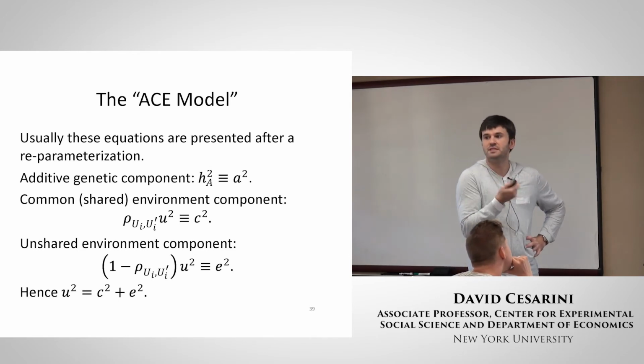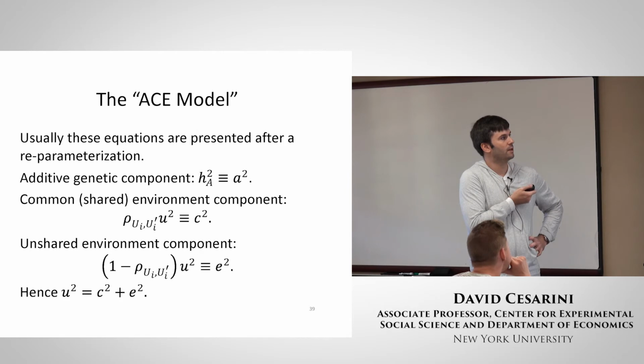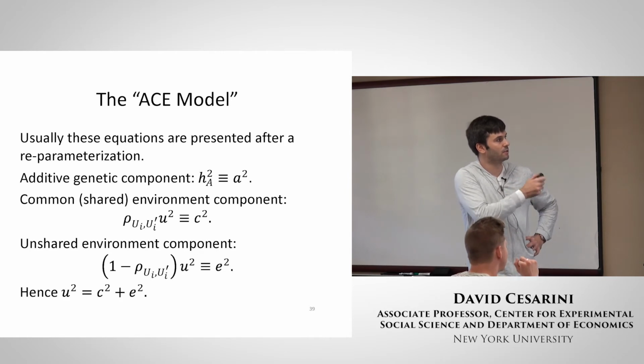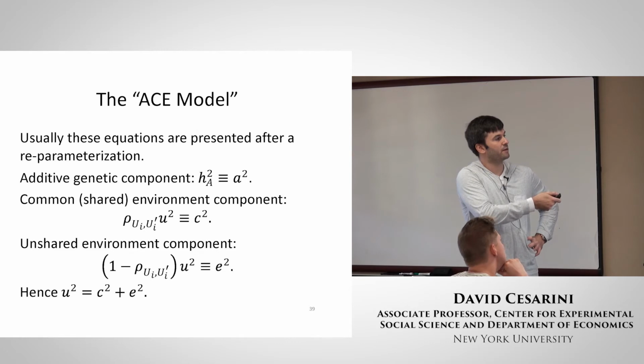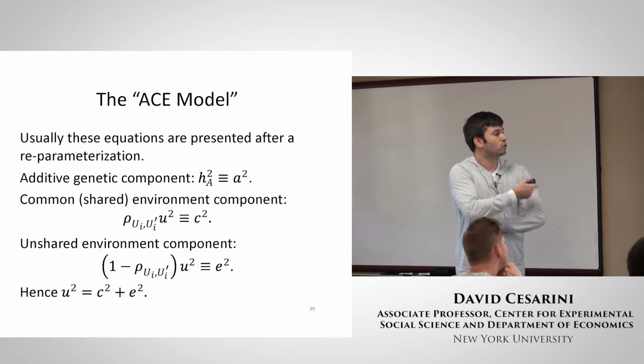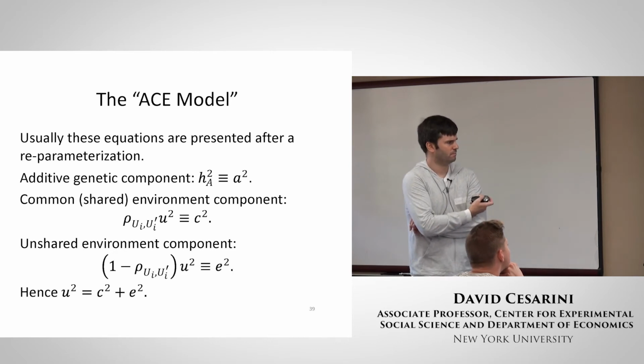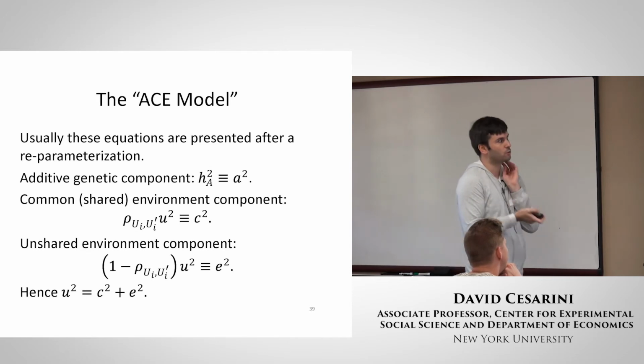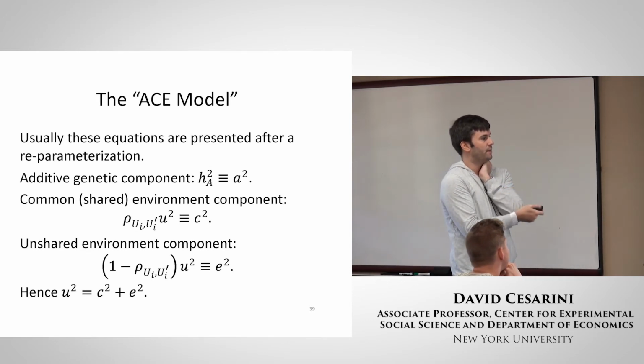Okay, so usually what you do is you reparameterize the equations, and so let's just be explicit about how that reparameterization is done. The first is you define h squared as a squared. That's the A in the ACE model. You call this term c squared. That's the C in the ACE model, and you call the portion of the environment that is drawn independently in the 2 twins the unique environment, or E, or unshared sometimes. So this variable U, we're going to write its variance as the sum of a variance due to shared things and unshared things.